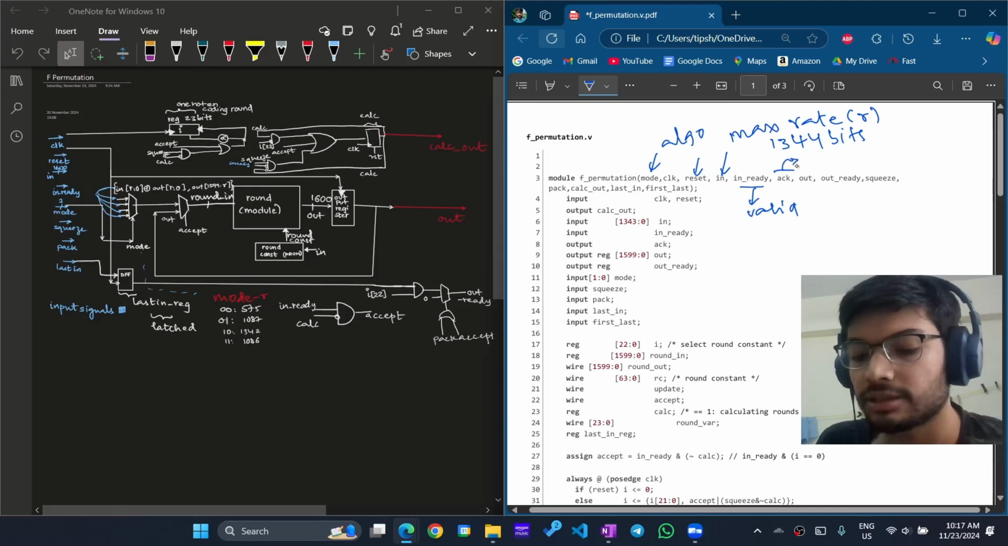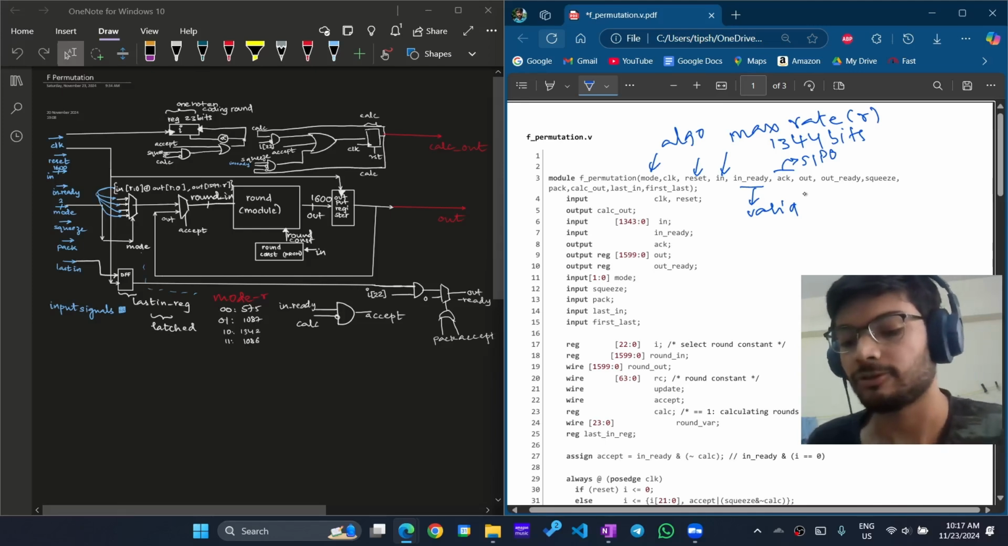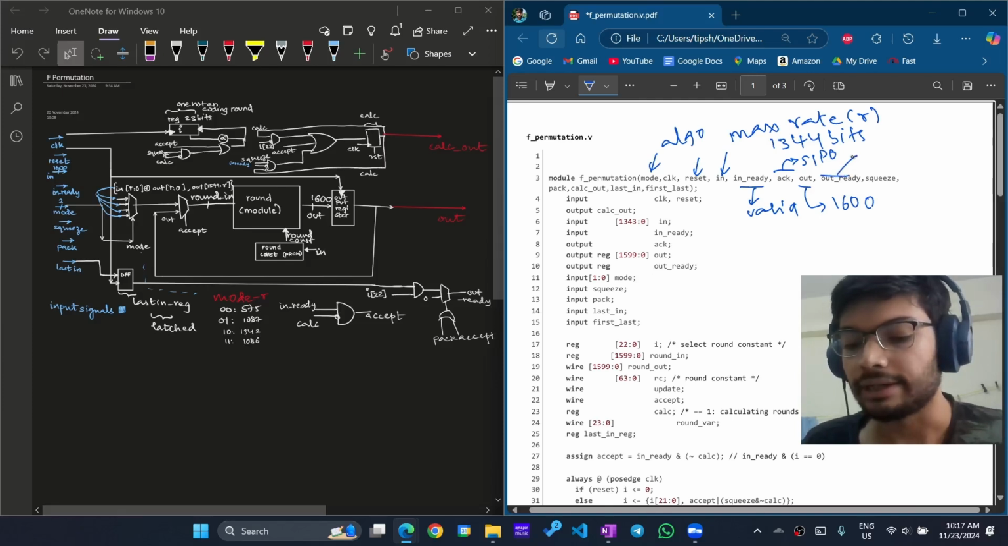In ready says if the input is valid. Acknowledge is given back to the CPO register to acknowledge that we have taken in the input bits to be latched to perform the round. Output is of 1600 bits, which are sliced and taken into the PISO register again, and out ready says that the output is valid.